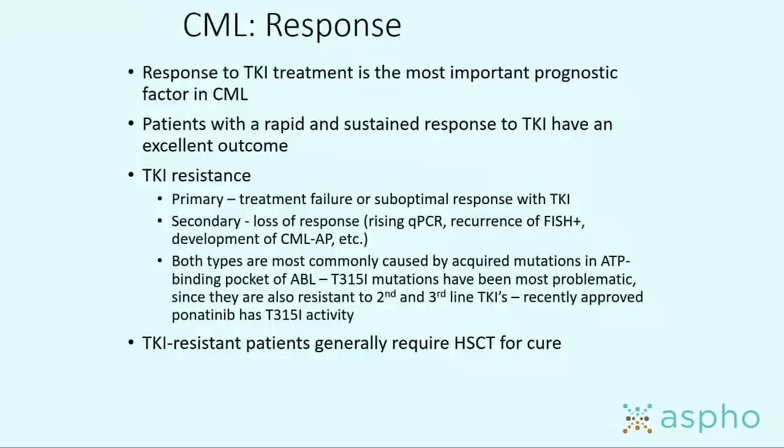TKI resistance, however, does occur. Primary resistance is defined as treatment failure or suboptimal response with the initial TKI. Secondary resistance is more common, where you see response but then loss of response, and that's typically due to development of these resistance mutations. Both primary and secondary can be caused by these mutations, but most commonly secondary. The one that you worry the most about is T315I because it's the most resistant to the large panoply of tyrosine kinase inhibitors, but ponatinib can be effective there. And then finally, it's the TKI-resistant patients that generally require transplant for cure.